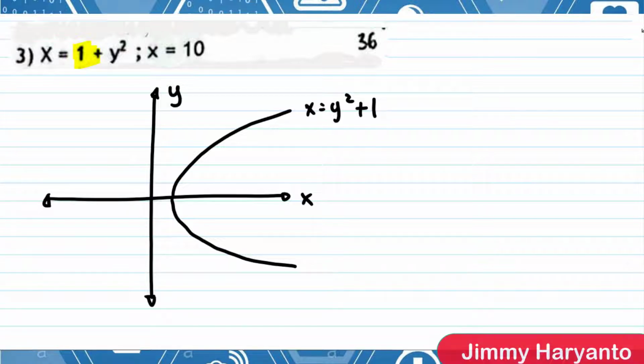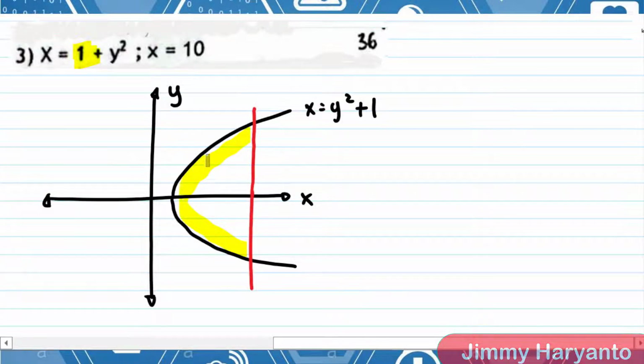Okay, so this is x equals y squared plus 1, and then also x equals 10. X equals 10 is right here. Okay, because we are looking at this area with respect to the x-axis, that means we have to find the boundaries first. The boundaries will be this one and also this one. Wait.